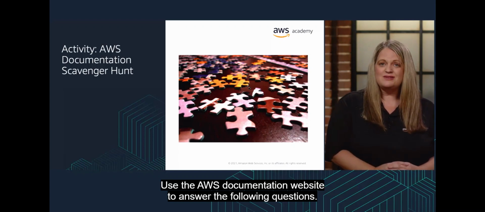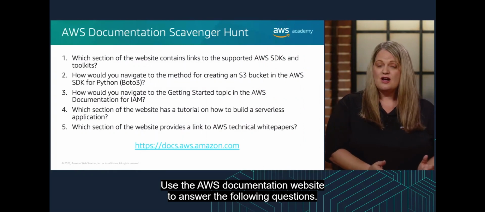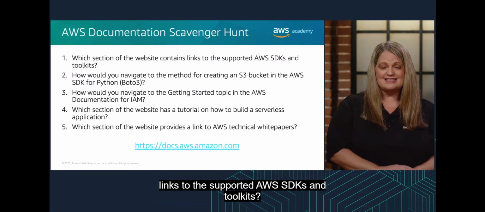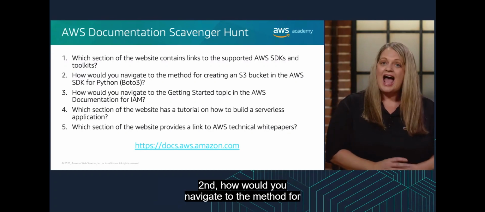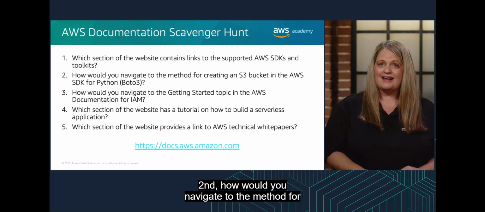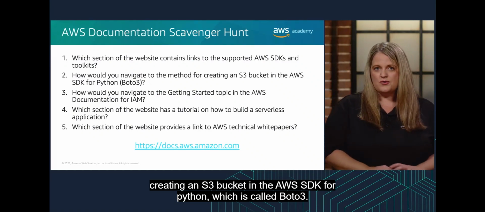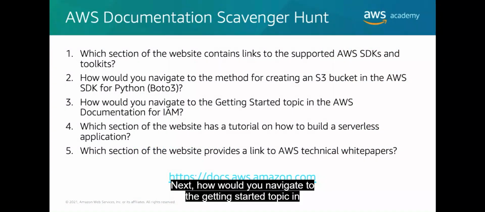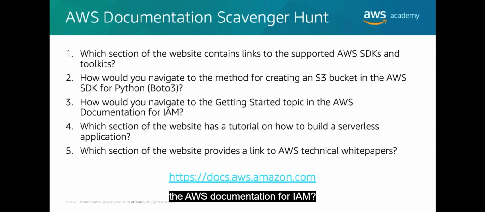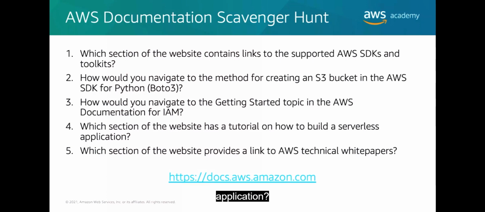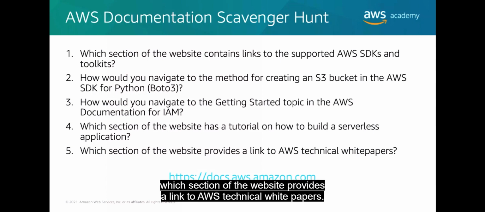Use the AWS documentation website to answer the following questions. First, which section of the website contains links to the supported AWS SDKs and toolkits? Second, how would you navigate to the method for creating an S3 bucket in the AWS SDK for Python, which is called Boto3? Next, how would you navigate to the Getting Started topic in the AWS documentation for IAM? Which section of the website has a tutorial on how to build a serverless application? And finally, which section of the website provides a link to AWS technical white papers?